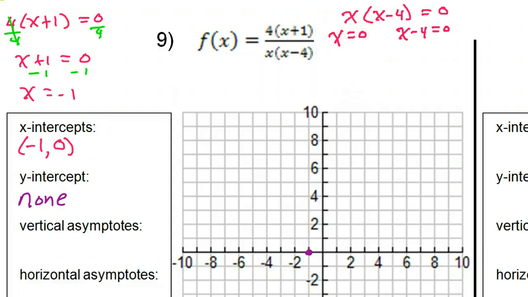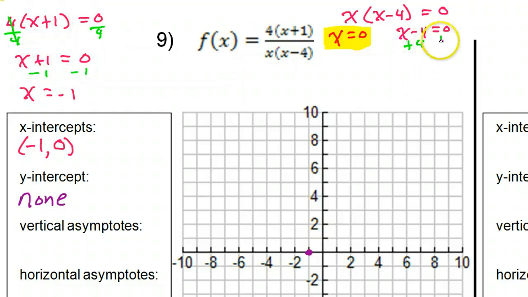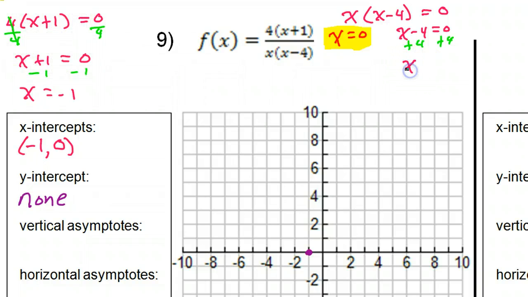So this already gives us one of our vertical asymptotes. But this, once we add 4 to both sides, will give us x equals 4. And that is our other vertical asymptote. So these are the two vertical asymptotes. Alright, so vertical asymptotes, x equals 0 and x equals 4.